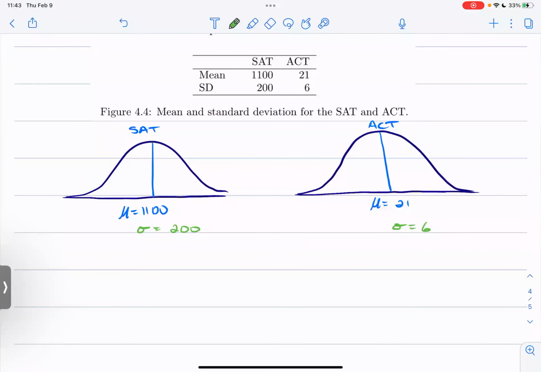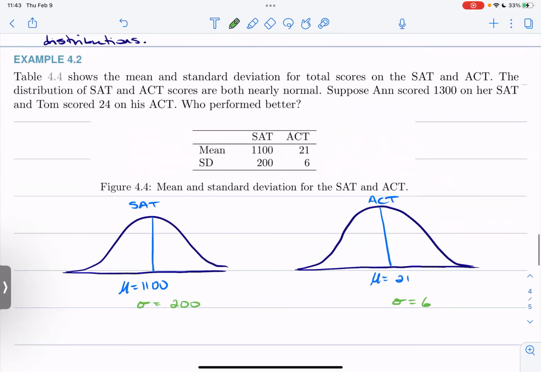So in the question, you would be given all this information, right? It follows a normal distribution with a mean of this and a standard deviation of this. So now we're ready to tackle this problem. Suppose Anne scored 1,300 on her SAT. Okay, so she wrote the SAT and she got a score of 1,300.